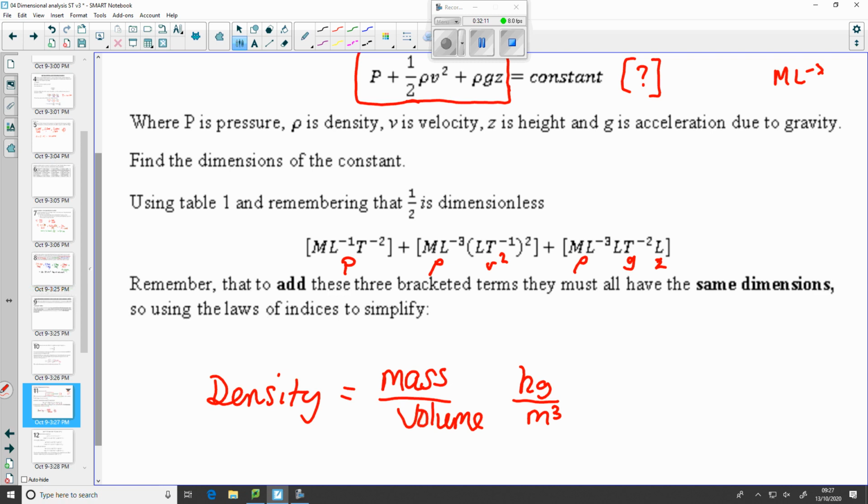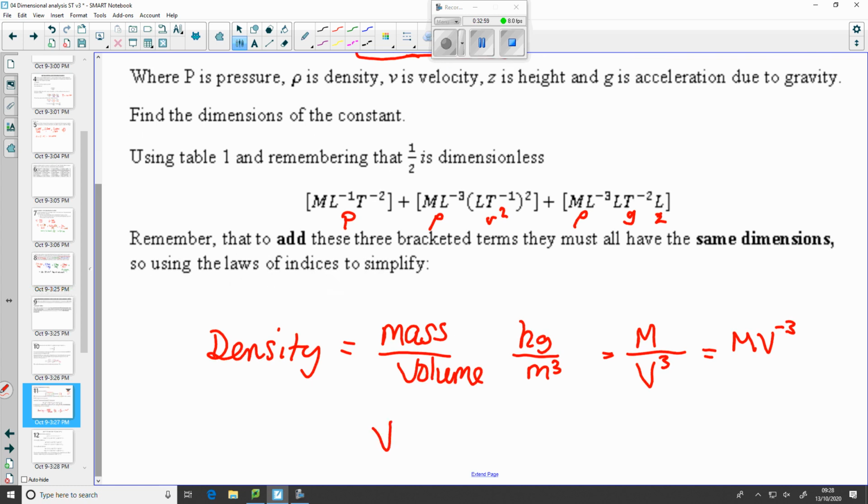Because here's our mass and our volume, the dimensions. To the 3, so mass is to the 1. By the laws of indices, it's just about ease of writing and cancelling, we can bring the volume up to the top and make the index minus 3. And volume is length.